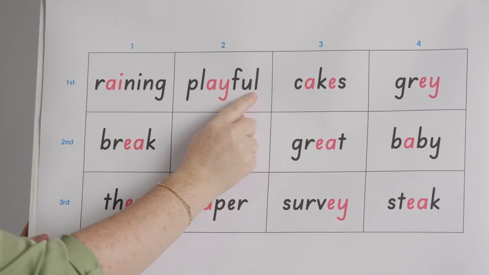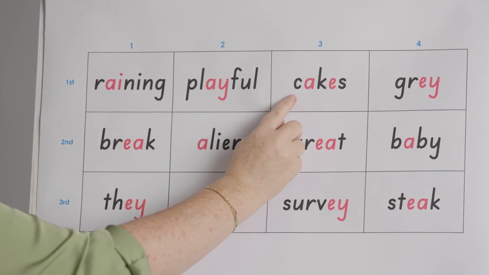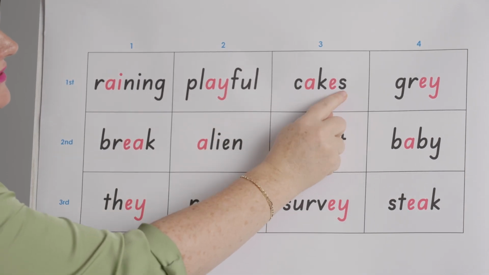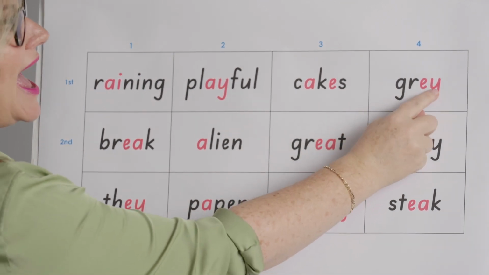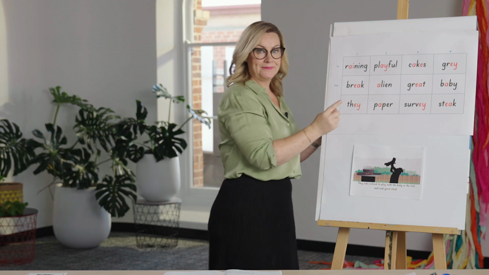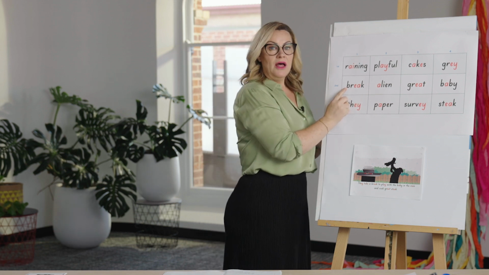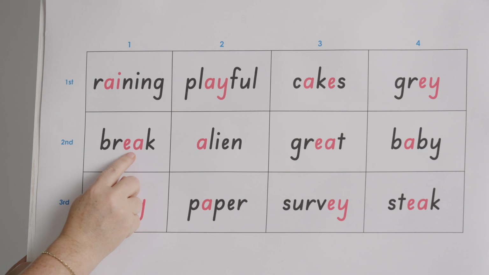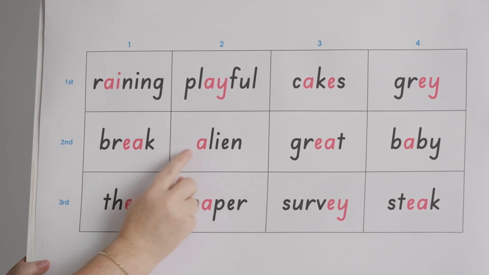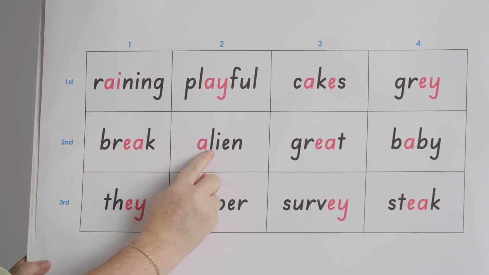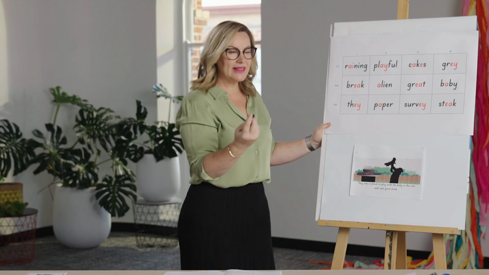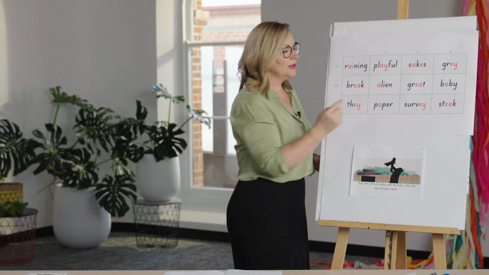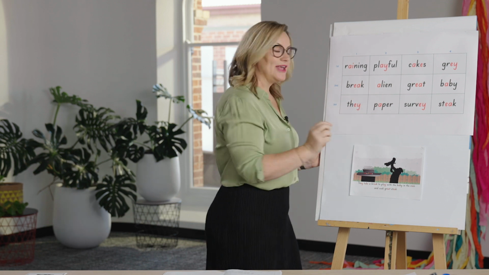P-L-A-F-U-L. Playful. K-A. Cakes. Gray. Next one. Break. Alien. Let's break that one into its syllables. Alien. That will help you know that this is the single A on its own.